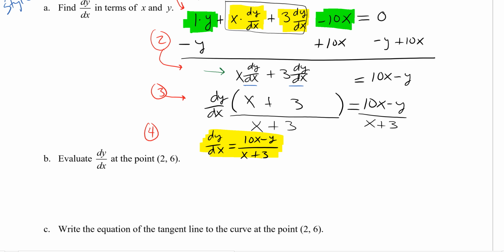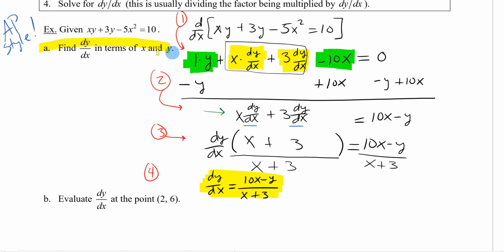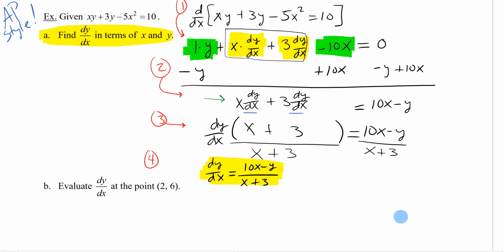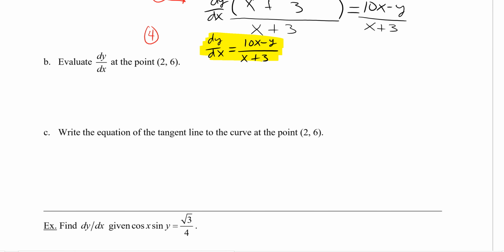These 4 steps, you follow the 4 steps, you can pretty much solve any implicit differentiation problem, any part A of the implicit differentiation problem, the free response surely. And now let me go ahead and show you B. So here's an AP style question. Part B says evaluate the derivative at the point 2, 6.